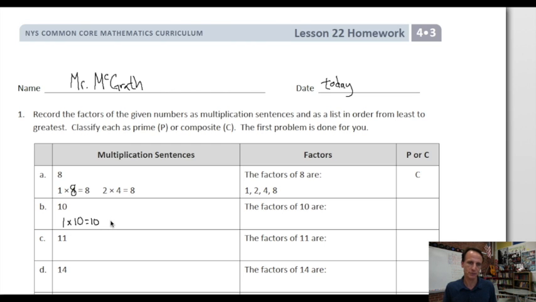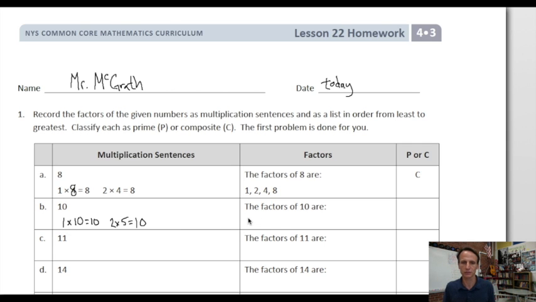Yes, 2 times 5 is correct. Yes, 2 times 5 is 10. Is there anything else? 3 times something, 4 times something? No, okay, so there we are. And we don't have to use the commutative property and write these all twice, switching the order of the factors. So what we have for factors are 1, 10, 2, 5.